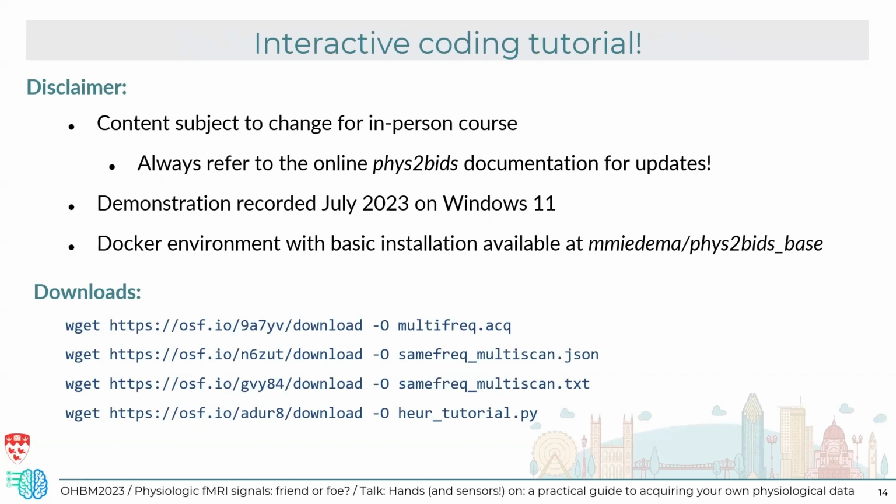If you'd like to try this out for yourself, you can download a Docker container with a basic installation of Phys2Bids, just at Miedema/phys2bids base. You can also download all of the individual files that I'm using in today's tutorial using the following links. So with that, we'll get started.